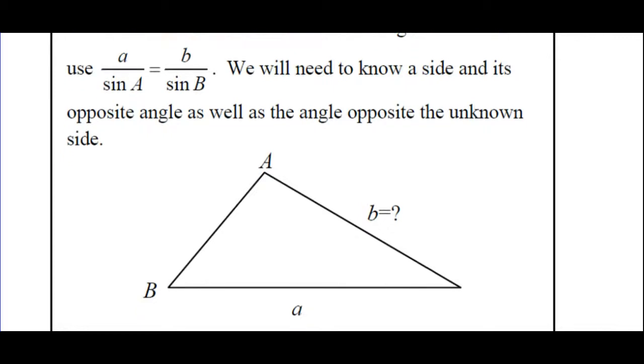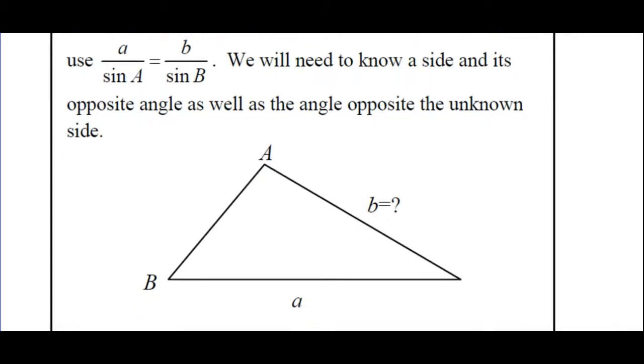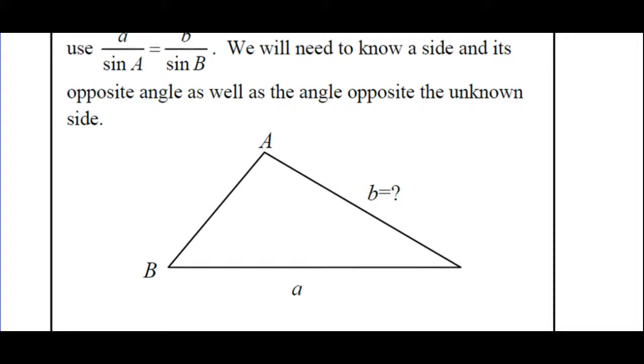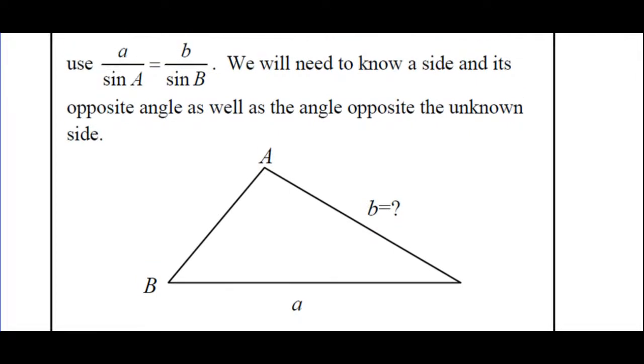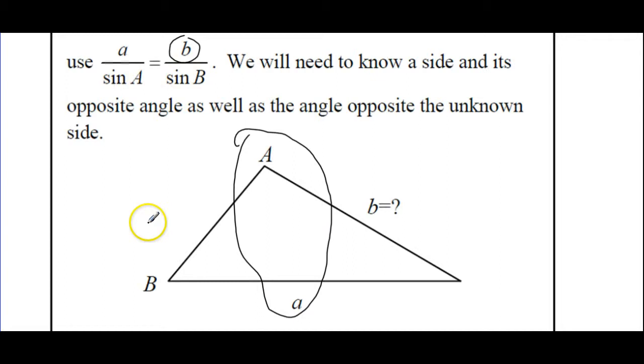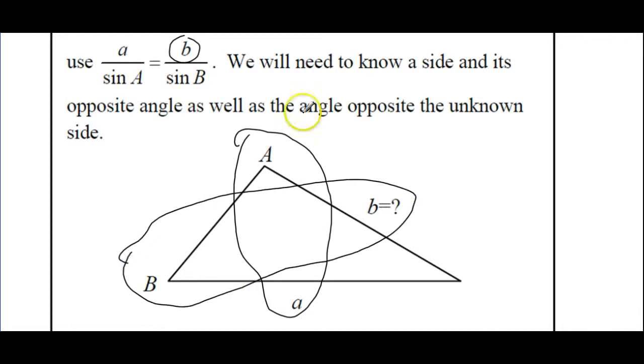To use the sine law to determine a missing side, we will use a over sine A equals b over sine B. We will need to know its side and its opposite angle, as well as the angle opposite the unknown side. So this is what we want to find, right? That's the unknown. So we need to know the other 3 things, and I'm going to call that a known pair. And then we've got another pair here. So that involves 4 quantities. We need to know 3 of them. And if we do, then we can find the 4th.